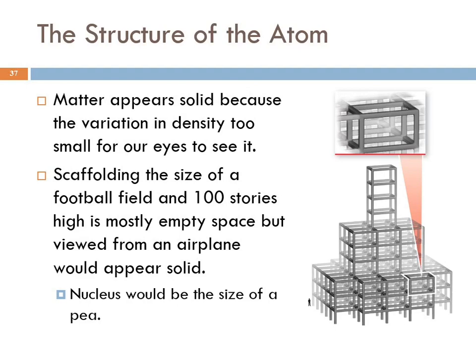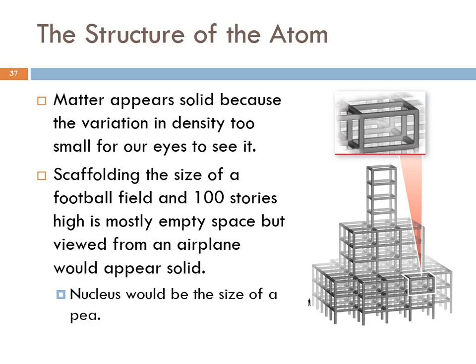So if atoms are mostly empty space, why does matter seem solid? I mean, you can hit your fist on the bench top here. That seems pretty hard, doesn't it? You bang your head on that, it's going to hurt. Well, matter appears solid because the variation between the dense nucleus and the non-dense electron cloud, the variation is on a size too small for our eyes to see. So what does that mean?